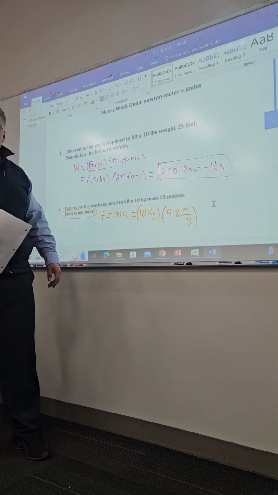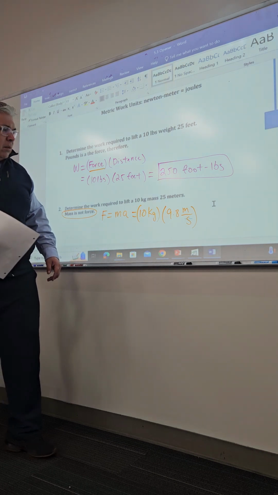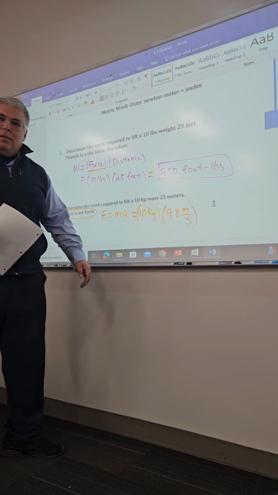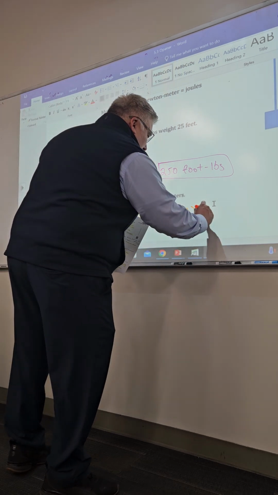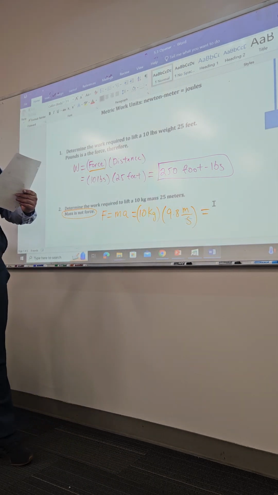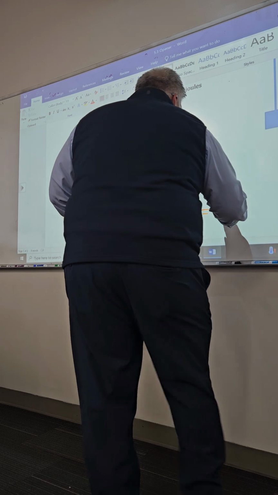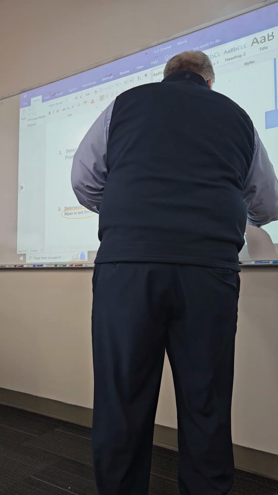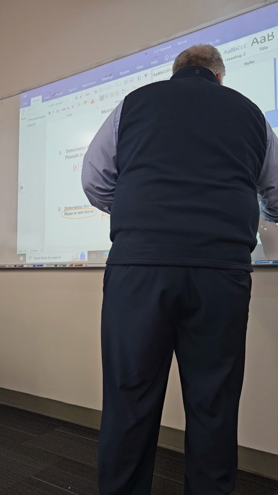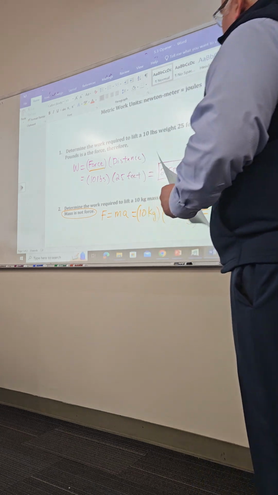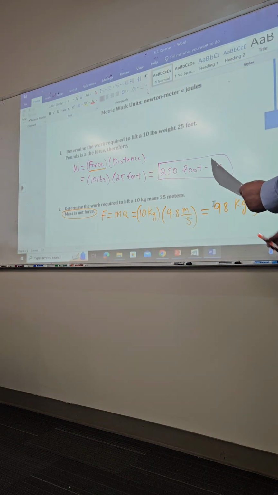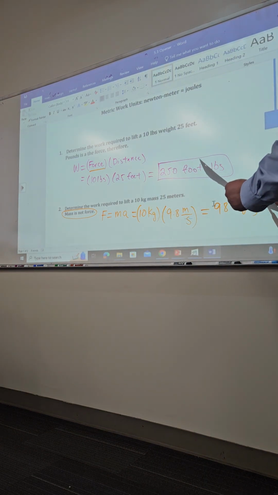Isn't it pounds? Pounds? No. Anyway. So if you multiply that, 10 times 9.8, you're going to get 98 kilograms meter per second, right? Which we call Newton, which we call 98 newtons.